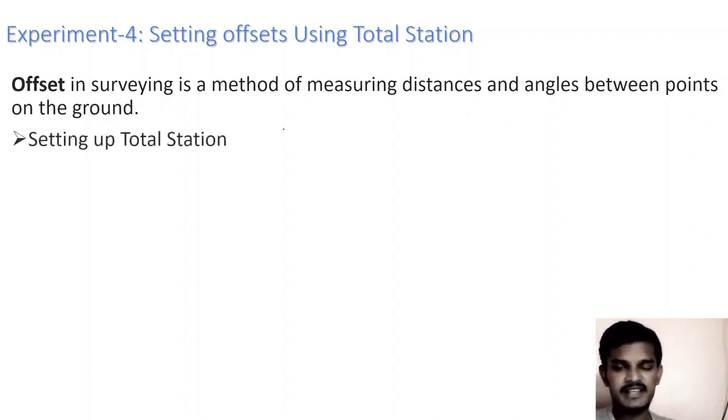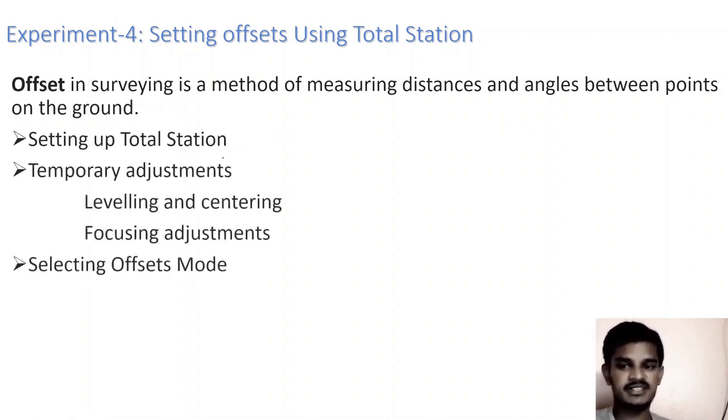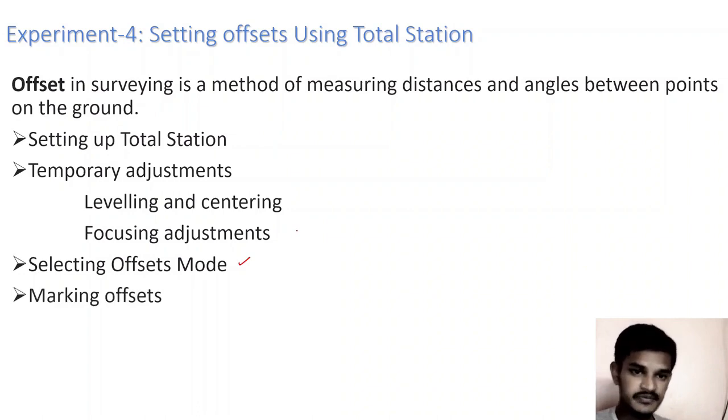So first, before setting the instruments, we should ensure all these points for setting up the total station: temporary adjustments like leveling and centering, and after that we need to focus, that is, we need to remove the parallax error, and then we need to select the offset mode, along with area mode, REM mode, and stakeout mode. We will also have the offset mode in the total station. So using the function keys, we need to go into this offset mode, and we need to select the offset mode, right?